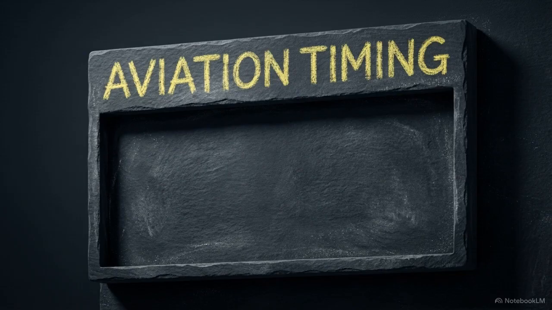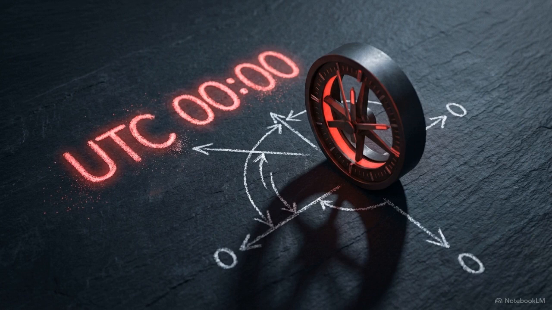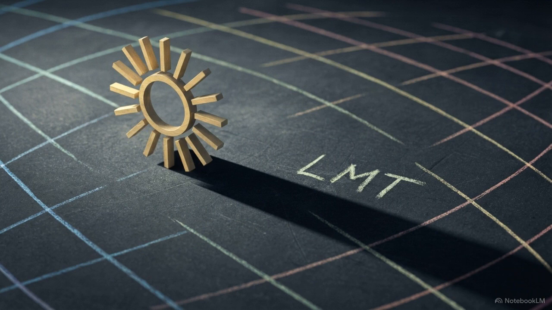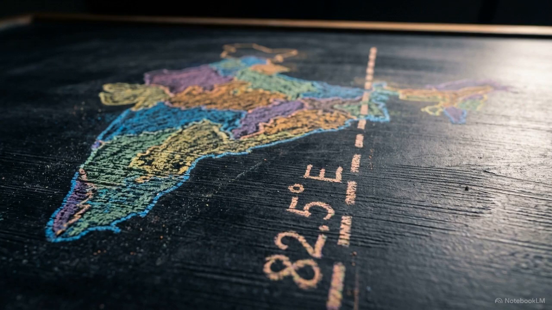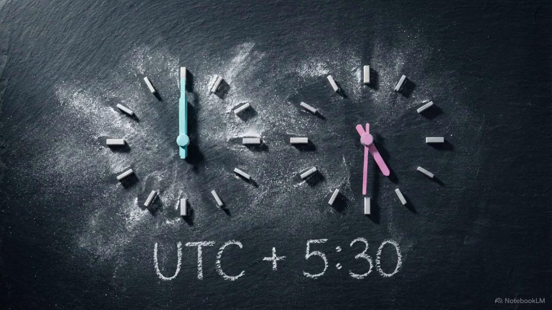Next, we establish our 3 time standards. First is Coordinated Universal Time, or UTC. This is the absolute 0 point and the mandatory world standard for all aviation. Second is Local Mean Time, or LMT. This represents the actual solar time at a specific longitude. Third is Indian Standard Time, or IST. This is a regional fixed standard based specifically on the 82.5 degree east meridian. It is explicitly calculated as UTC plus 5 hours and 30 minutes.